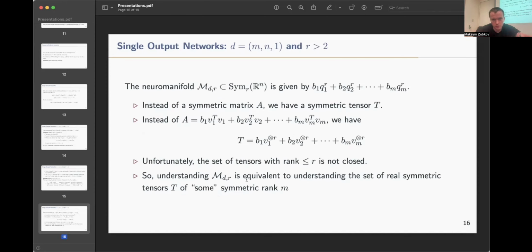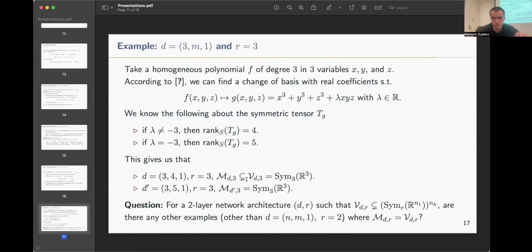And we can repeat the same thing for higher R. Here I just want to show an example where I take R equal to 3, and I'm going to take a homogeneous polynomial on 3 variables. So let's say this polynomial, yes, a homogeneous polynomial.